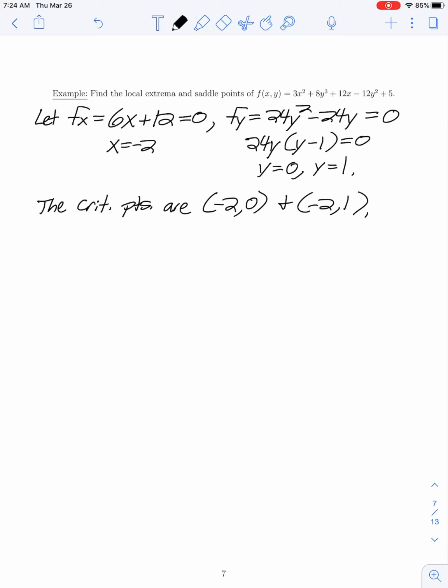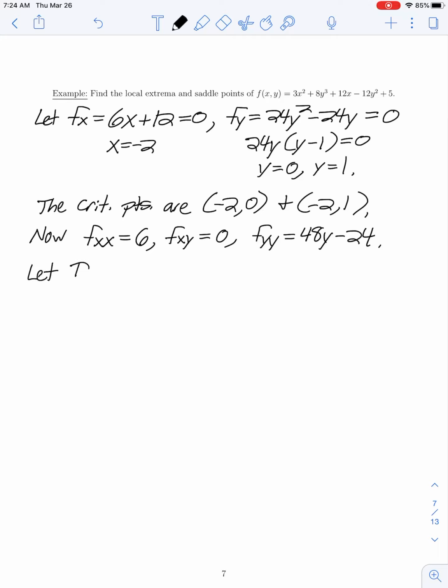Now, to determine whether these points yield maximum values, minimum values, or saddle points, we're going to use the second partials test, which means that we need to find our second order partial derivatives. So here, f sub xx is 6, f sub xy is 0, and f sub yy is equal to 48y minus 24.